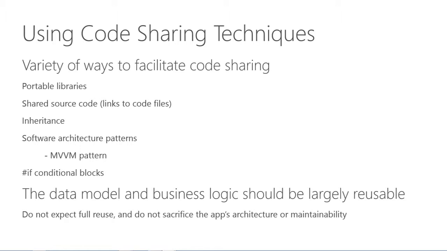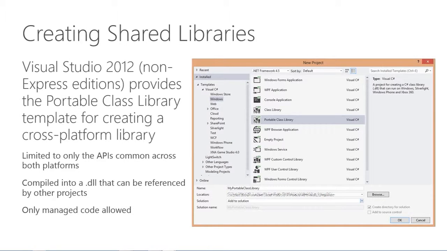Your data model and hopefully, for the most part, your business logic should be largely reusable among your two platforms if you take advantage of the right APIs. The way you do that is using portable class libraries, probably the first technique that you would use. I should mention, though, that portable class libraries is only available in non-Express versions of Visual Studio. So if you're using Visual Studio Express for Windows or Visual Studio Express for Windows Phone, those editions don't include portable class library. That template is just not available to you, unfortunately. I apologize for that. It's just the way it is at this point.